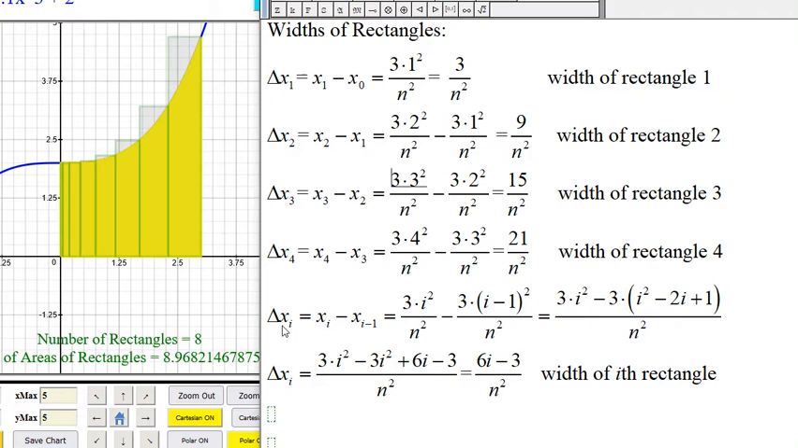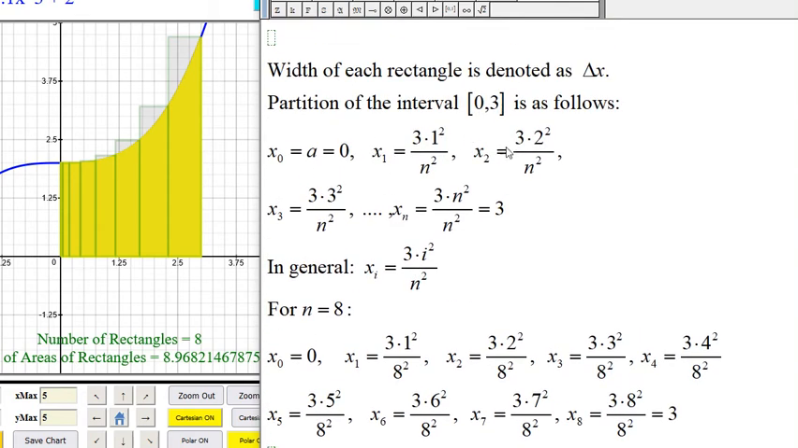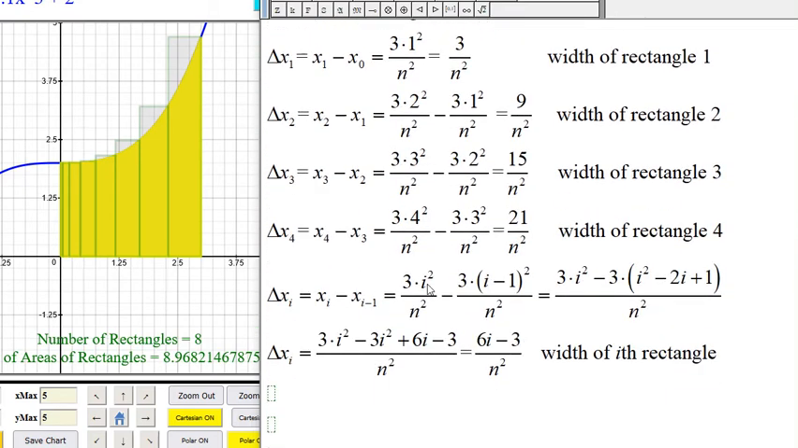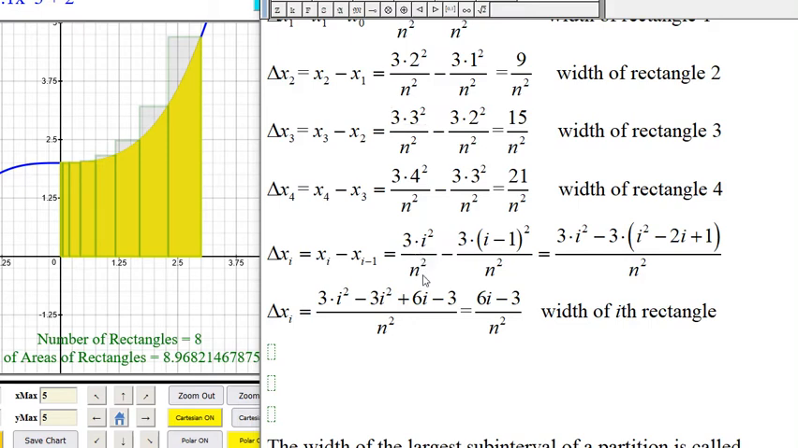this delta x sub i is the width of the ith rectangle. It would be x sub i minus x sub i minus 1. And earlier we said that if this is the partition that we chose, then it means that x sub i is 3i squared over n squared. And so in the place of x sub i, we have 3i squared over n squared. And then for x sub i minus 1, just replace the i with i minus 1. And so this is x sub i minus 1. And then this will be 3i squared, and then this is 3 times (i minus 1) squared, which is i squared minus 2i plus 1. And then simplify by multiplying this out, we get 3i squared minus 3i squared plus 6i minus 3.